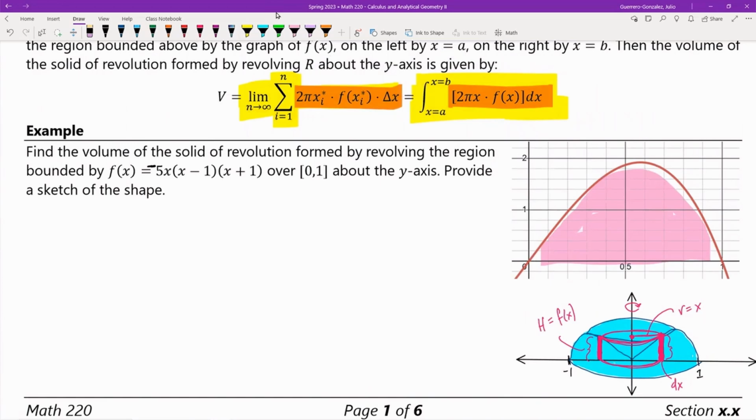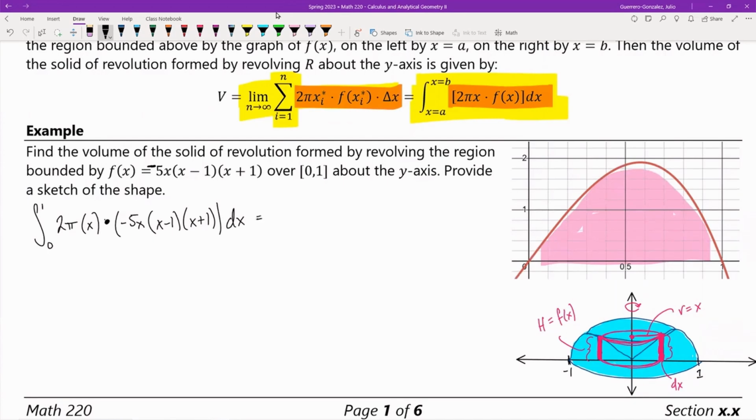Okay, so we have everything we want here. In order to find this volume, we need the integral. The integral, we know, is from 0 to 1 of 2 pi times x, which is cool, times our f of x. This is where we do our minus 5 times x minus 1, x plus 1, dx. So this is the integral we need to find. And that's a multiplication, before people get confused.